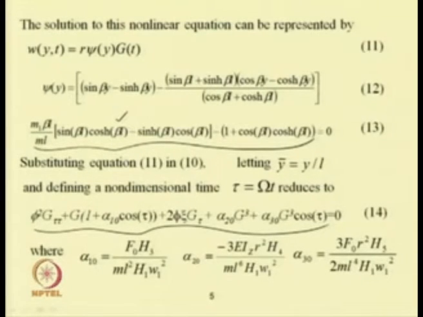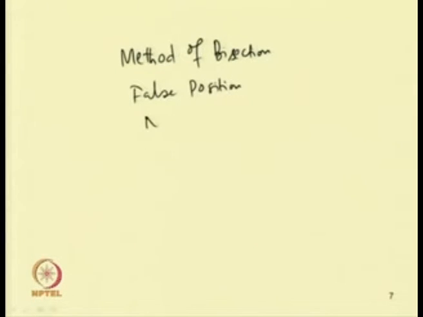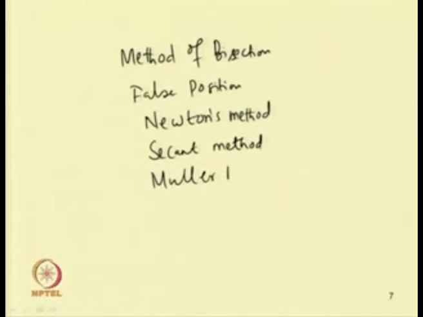In this characteristic equation our objective is to find beta L. Last class we studied different methods to find this beta L. These methods are the method of bisection, the method of false position, Newton's method, the second method, and also the Muller method for finding the roots of the characteristic equation.